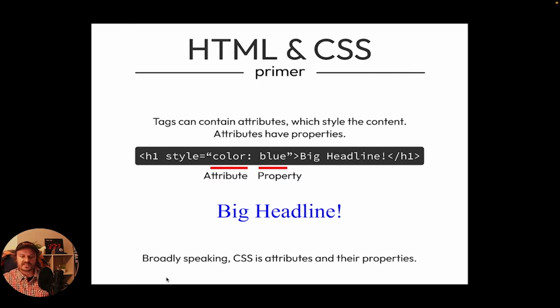And so, broadly speaking, CSS is attributes and their properties. That's what makes up CSS, as we can see here, attribute and property. Attribute being what's changed, what is going to be changed, what's being considered, and the property is what it's changing to, or how it's being altered in some form or fashion.